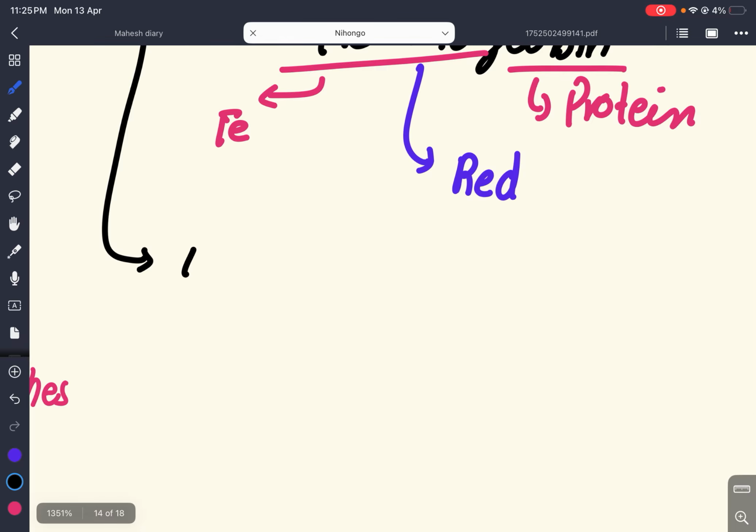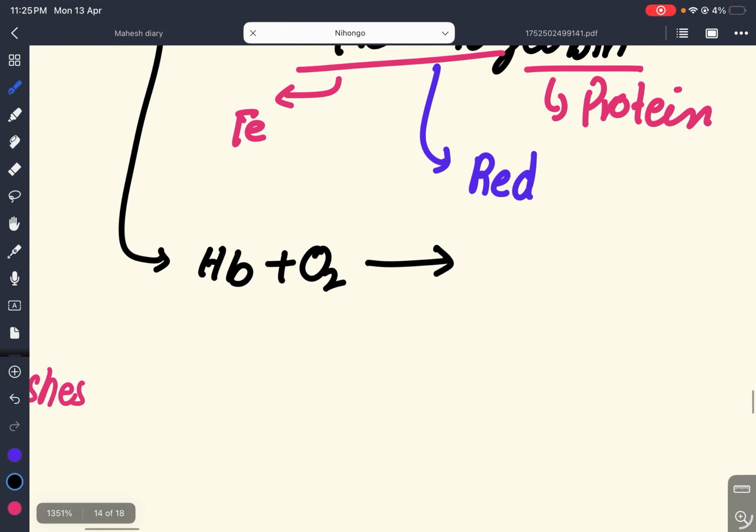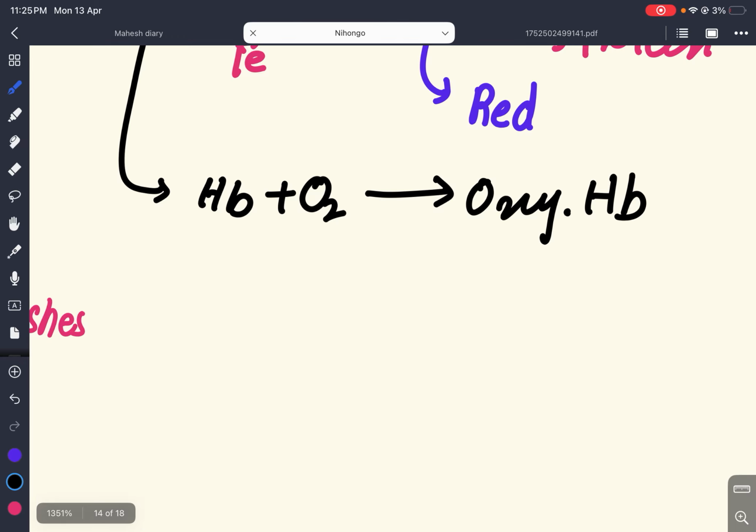It is that hemoglobin, or you can say the HB, binds with oxygen and makes ऑक्सीहीमोग्लोबिन. ठीक है, ये ऑक्सीहीमोग्लोबिन बनाते हैं, जिसकी वजह से हमारे पास जो RBCs होते हैं, they can actually transport the oxygen in the entire body. ठीक है, so that's the entire structure.